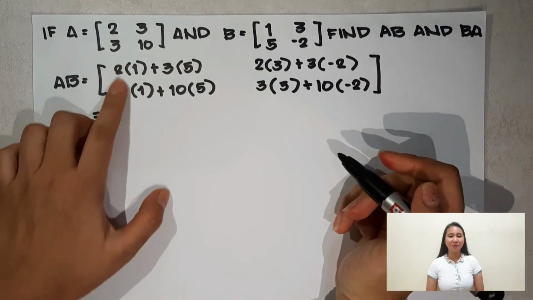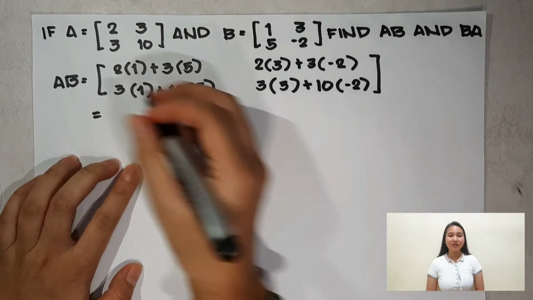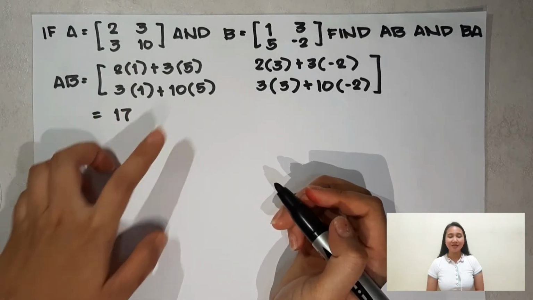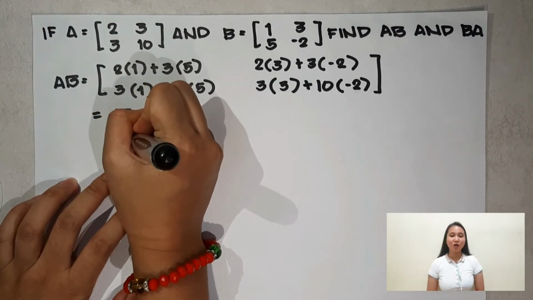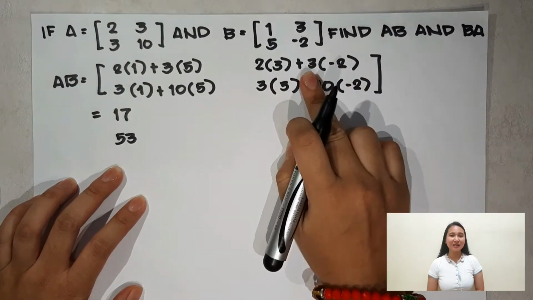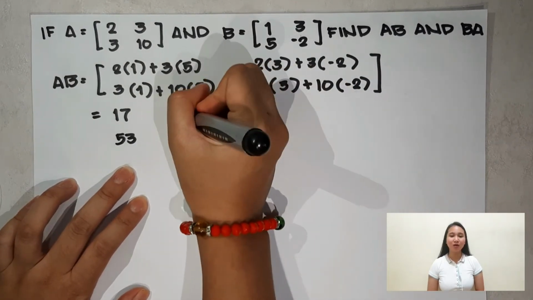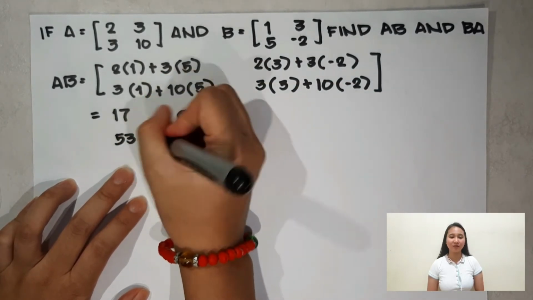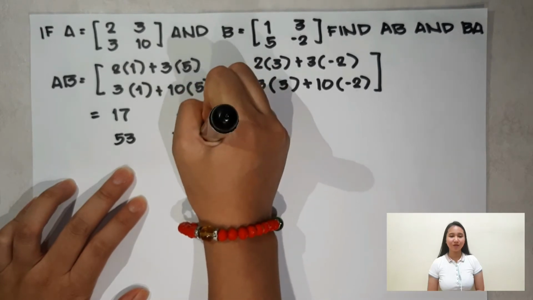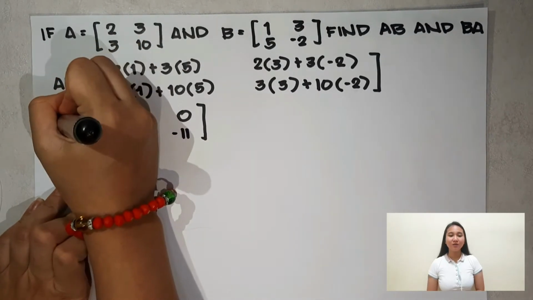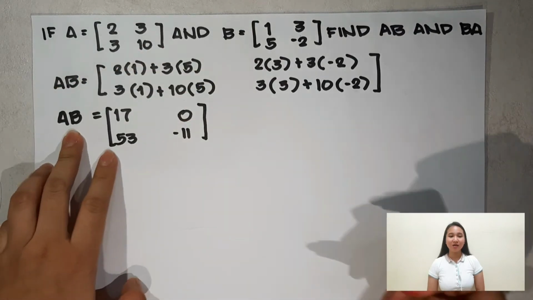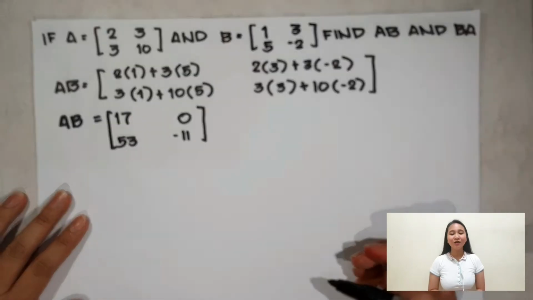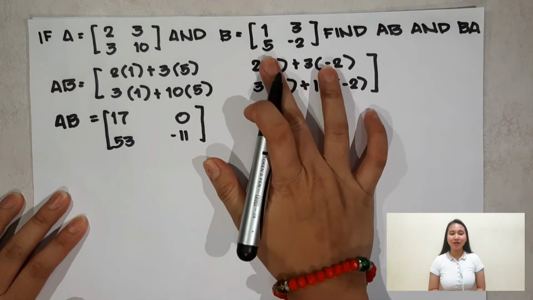Two times 1 plus 3 times 5 is equals to 17. 3 times 1 plus 10 times 5 is 53. 2 times 3 plus 3 times negative 2 is equals to 0. 3 times 3 plus 10 times negative 2 is equals to negative 11. Therefore, AB is equals to 17, 0, 53, and negative 11. On our next problem, find BA.